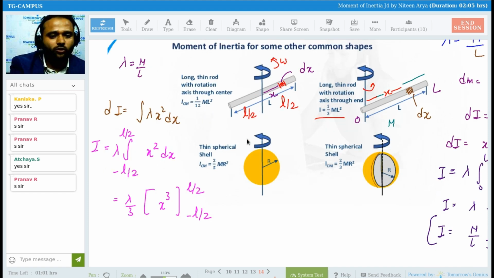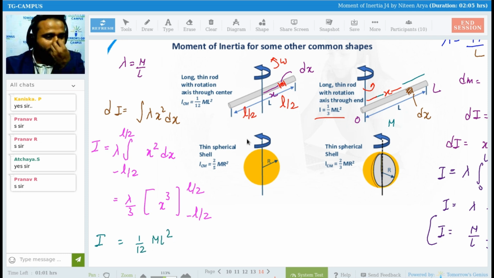And when you solve this, automatically you can get I, which is 1 by 12 m L square. Why so? As you can see, this is going to be L to the power 3 divided by 8, minus minus plus, because the cube of a negative gives you negative, and negative becomes positive. So this entire thing is going to be lambda by 3 into 2 L to the power 3 divided by 8. 8 threes are 24 and then 12.